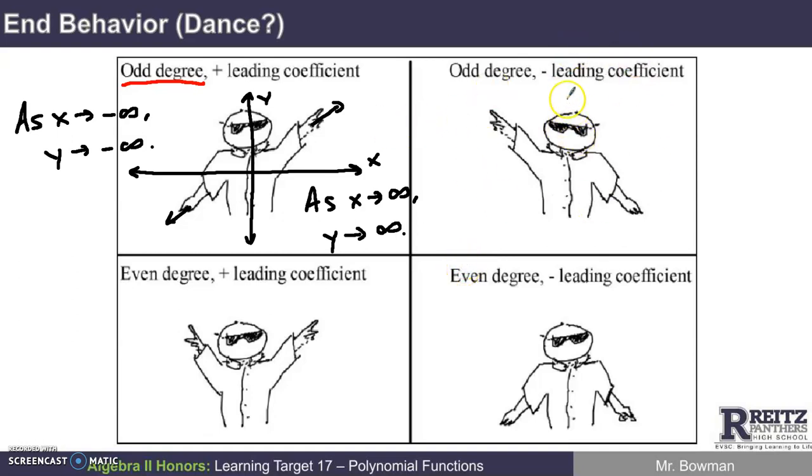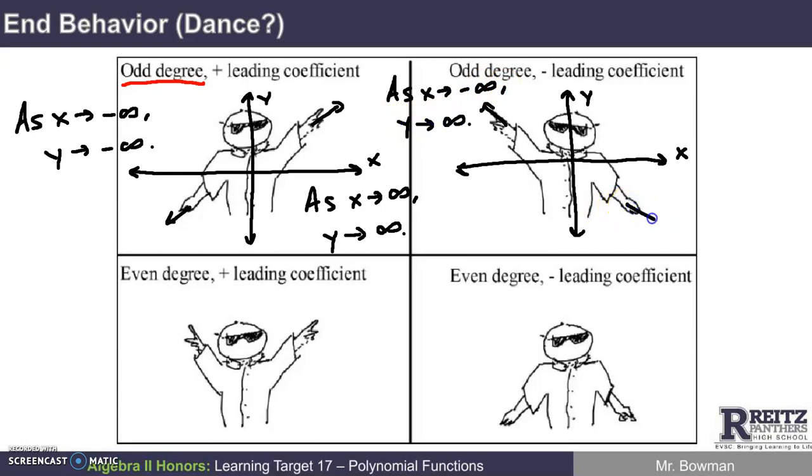Now look here on the top right. What happens for a function if the degree is odd, but the term that has the degree in it is negative? It's a negative leading coefficient. Well, then it's the reverse. Then for big negative x's, we have big positive y's, or in other words, as x approaches negative infinity, the y's approach positive infinity. And as we have big positive x's, we have big negative y's. As x approaches positive infinity, y approaches negative infinity.